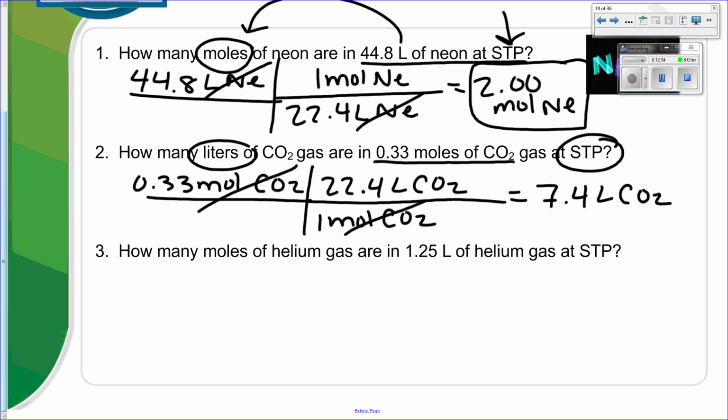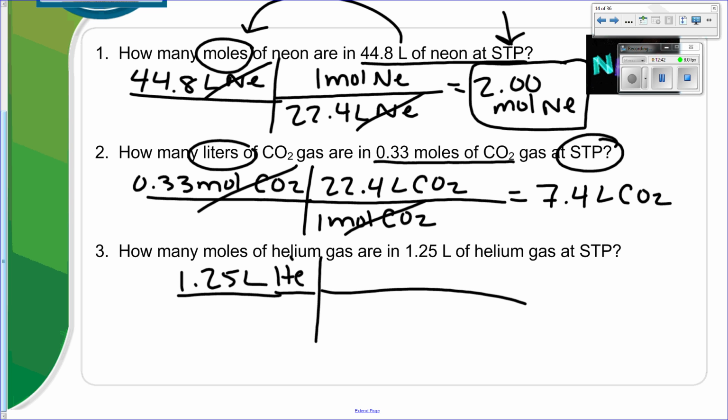And when you solve the one at the bottom, 1.25 liters of helium. Okay, 22.4 liters of helium is in 1 mole.